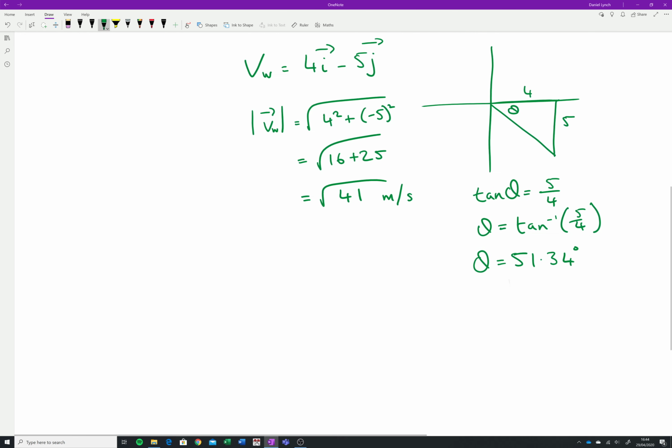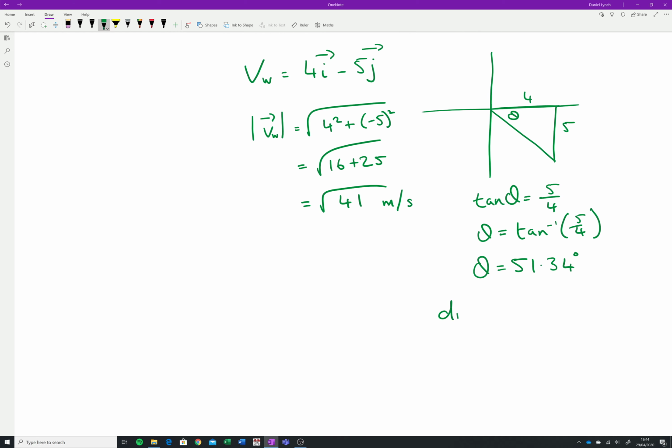Now, if they're looking for the actual direction, we should give a little bit more. We're saying the direction of the wind is east, 51.34 degrees north. That's what we have. So that's part 2 there.